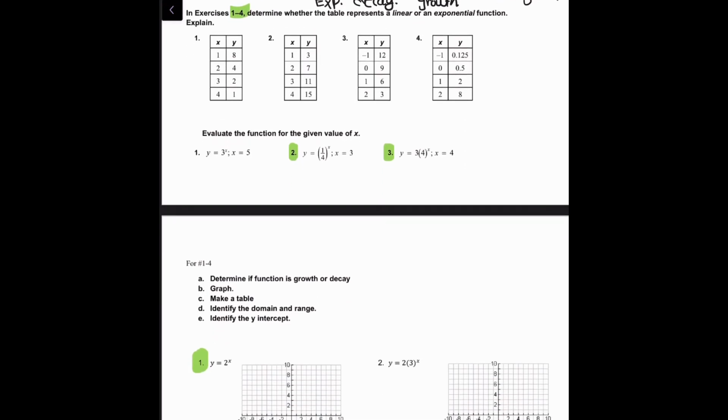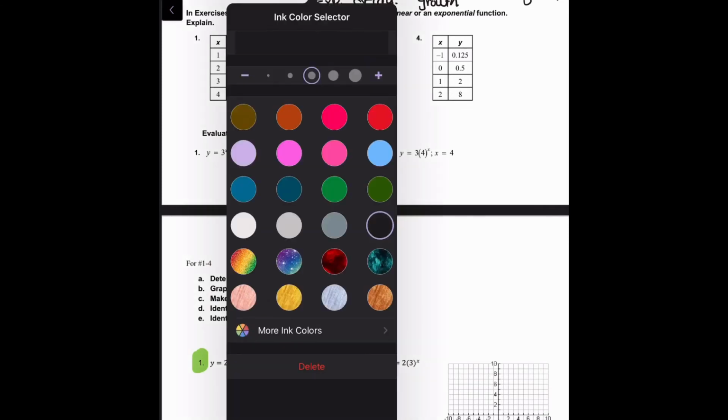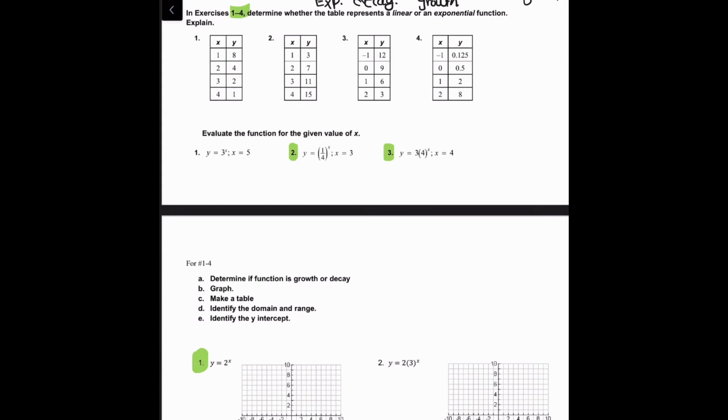Okay, in the next part, we look at tables to see which one represents an exponential or a linear function. So we know linear functions are just a straight line. Exponential is what we're looking at in today's unit, but it's good to be able to compare the two. So here's how we do it.